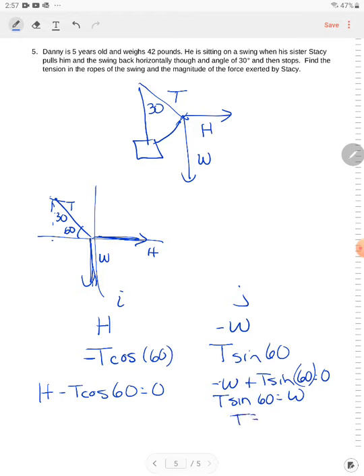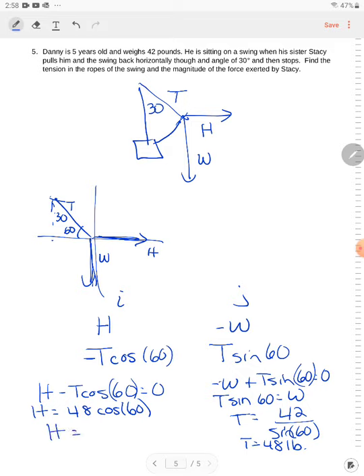So T is equal to W, which is 42, divided by sine of 60. And that is 48 pounds. So T is equal to 48 pounds. Then H is equal to 48 pounds times cosine of 60, if we solve for H. So H is equal to 48 cosine of 60, which is 24 pounds.